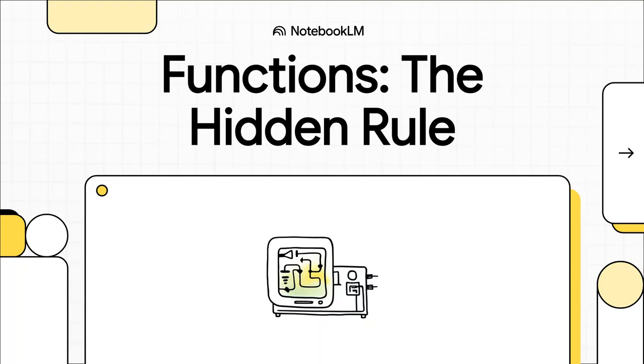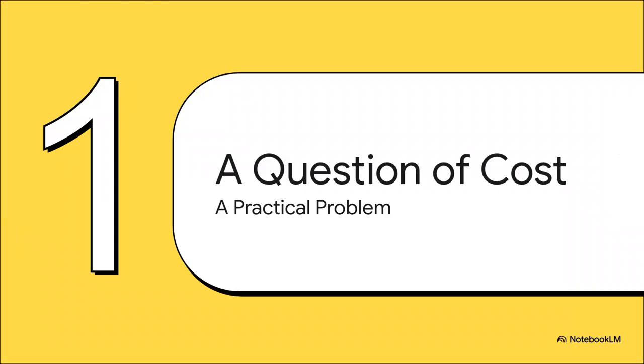It often feels like there's a hidden set of rules running the world, connecting things in ways that are, well, predictable. Turns out there is. And today, we're going to pull back the curtain on one of the most powerful ideas in all of math and science, something called a function. Let's get into it. So to get our heads around this hidden rule, we're not going to start with some crazy formula. Nope. We're going to start with a really practical problem, a simple question of cost.